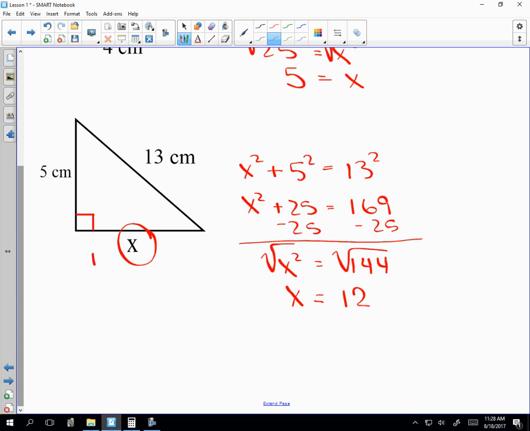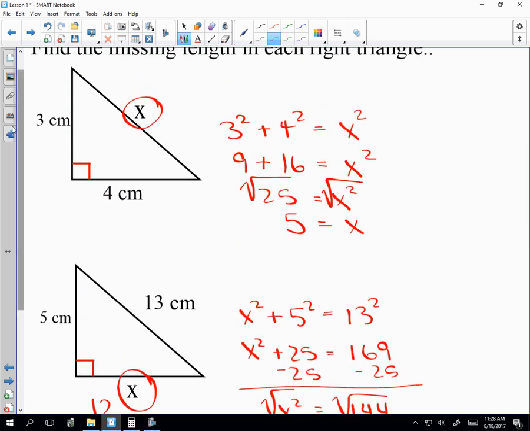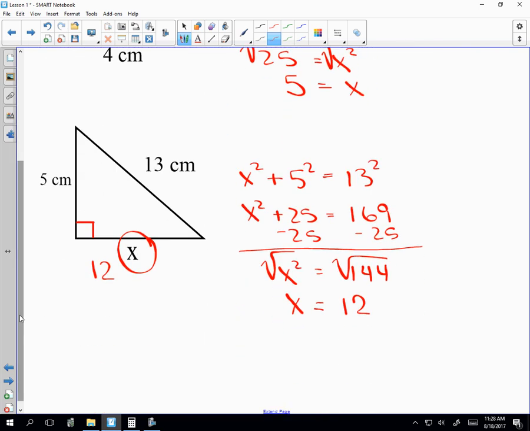Remember what we learned before. We always know that the two legs of a triangle, the two short sides, have to add up to be greater than the long side. So that's one thing you always want to keep in mind as you're going through this process. 3 plus 4 is 7. 7 is bigger than 5, which is the hypotenuse here. 5 plus 12 is 17. 17 is bigger than 13. So that helps us know, is our answer in the right realm?